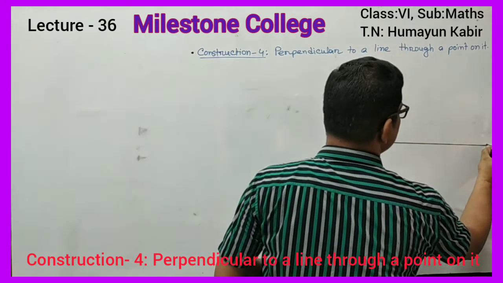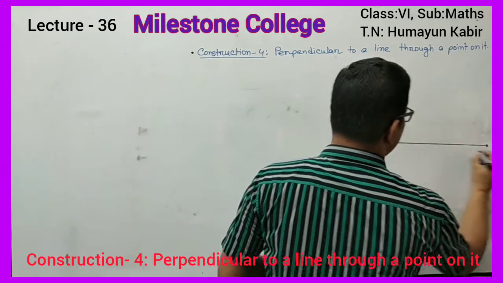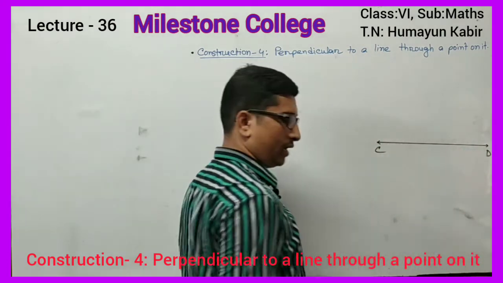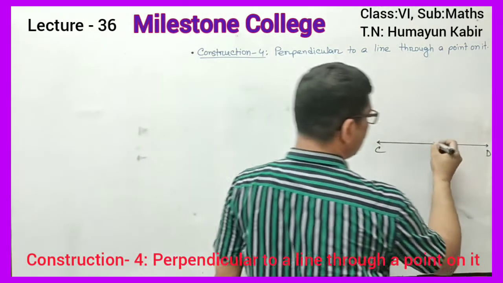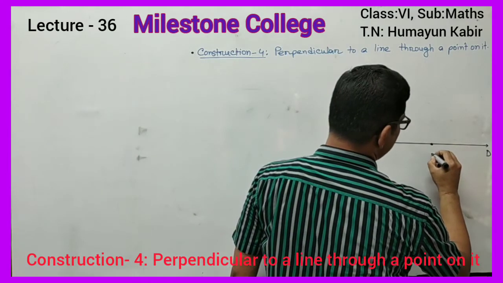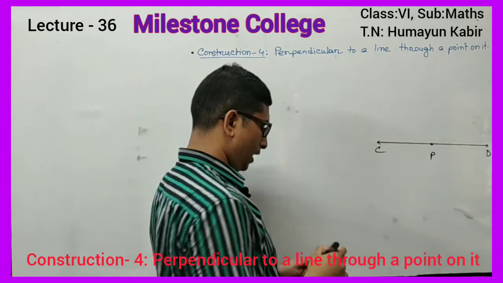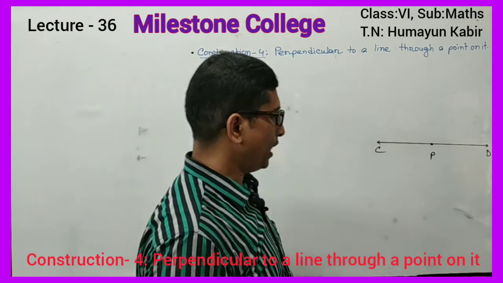suppose this is a line CD. This is CD line. Now we need a point. Okay, so here suppose this is the point. This point is P. Okay, now we will draw the perpendicular through this point. Okay, how we will draw?